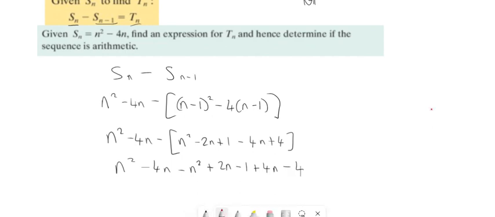Right, so some things are going to cancel out then. I have an n squared and I have a minus n squared, so they're gone. I have a minus 4n and I have a plus 4n, so they're gone. And then that's really it. So then you're just left with 2n minus 1 minus 4. So that would just be 2n minus 5. So that's the nth term then of that sequence. So that's T of n. So then you can work out any term in it from that by just subbing in whatever number of term you want. So that's it.